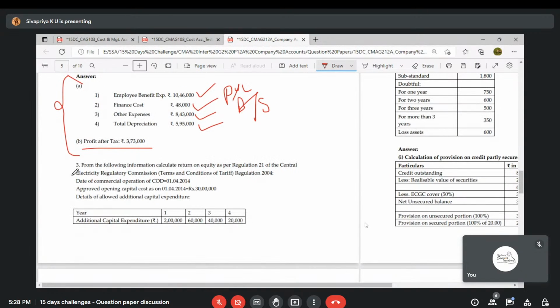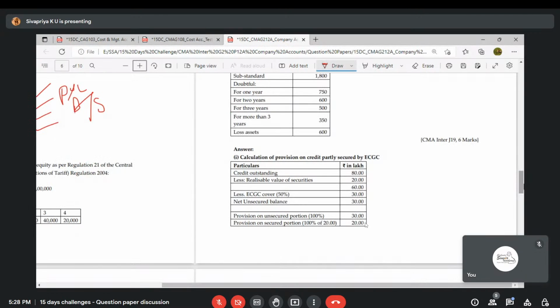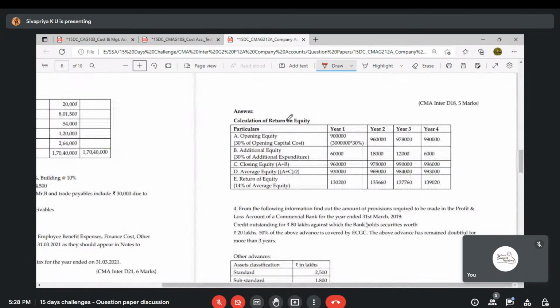Question number 3. This is with respect to an electricity company. The expenses, opening capital cost and additional capital expenditure for one year have been given. You have to calculate the return on equity. 30% of opening capital is opening equity, and 30% of additional capital is additional equity. Add these two to get the closing equity, divided by 2 for the average equity. And then, what is the return on equity?